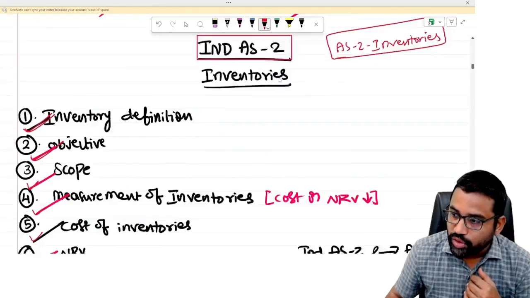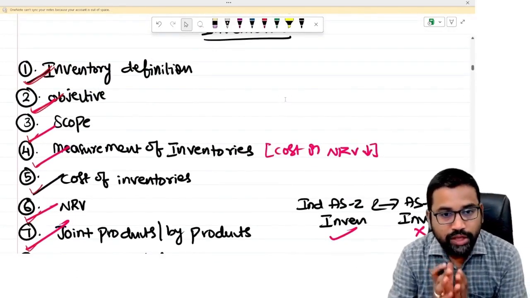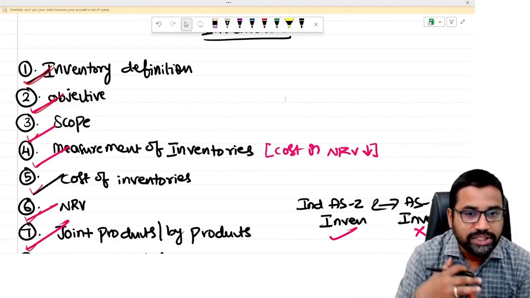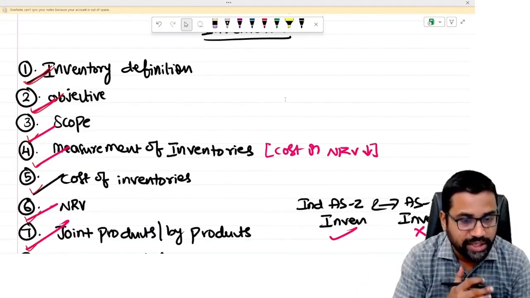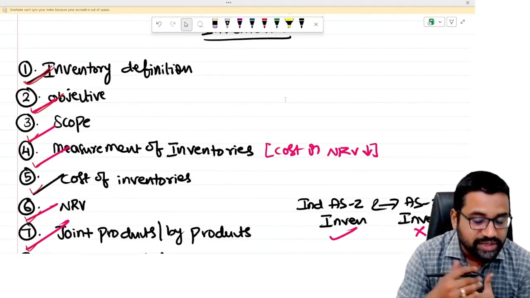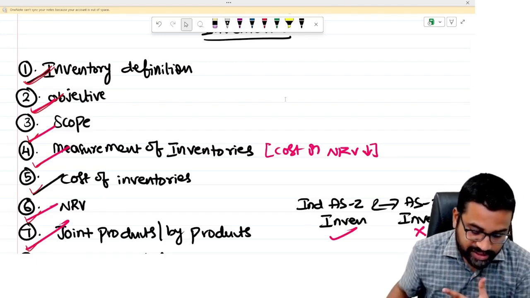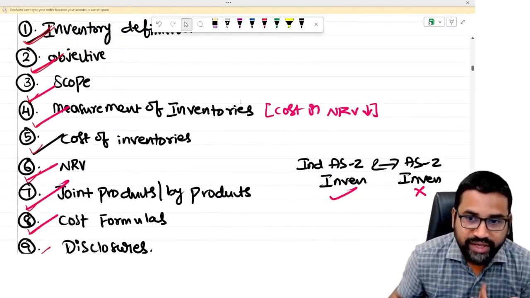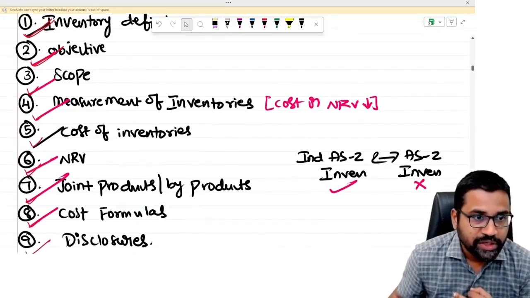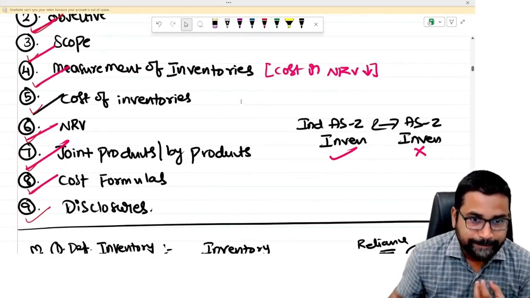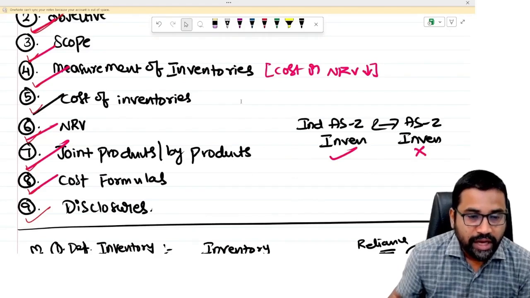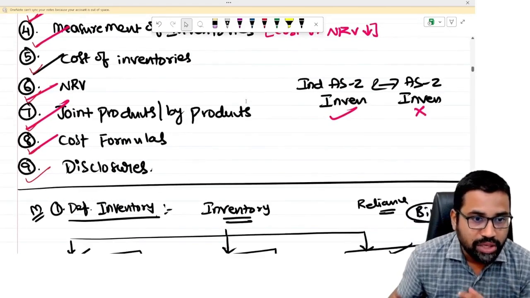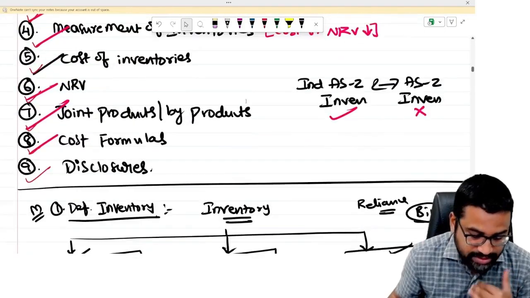Now first of all, what we are going to learn in this chapter: inventory and its valuation. That is the main thing about this standard. To make the valuation of inventory, everything we have to learn will be provided under this standard. First we should learn what is inventory, then the objective and scope of the standard, meaning whether the standard covers all types of inventories. Then how to measure the inventories, how to value them in the balance sheet at the end of the year, generally cost or NRV, whichever is lower. How to determine the cost, how to determine the NRV, how to value inventory in case of joint products and byproducts, what cost formulas are available, and disclosures.